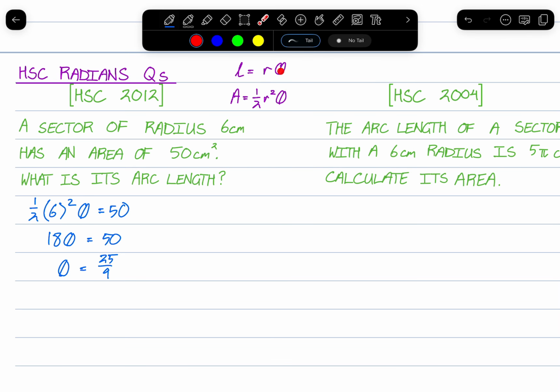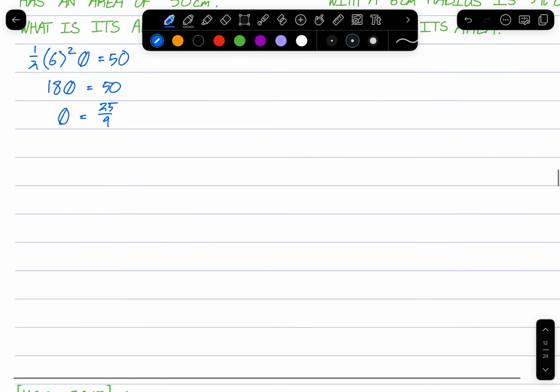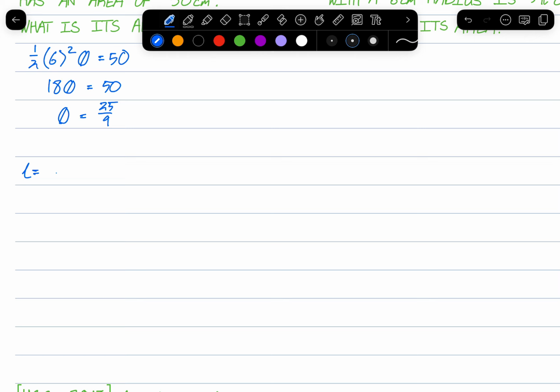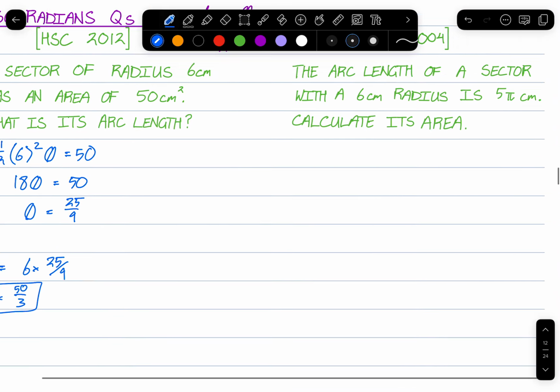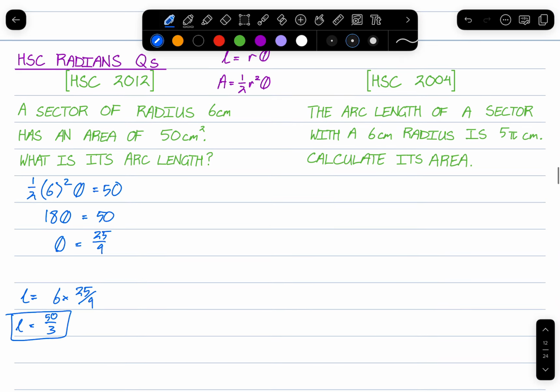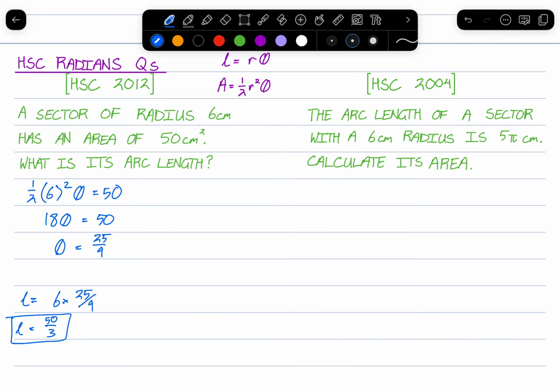So we just simply go back to here, r theta. So L equals r times theta, so 6 times 25 on 9. 6 times 25 on 9 is simply 50 on 3. And there we have it. Okay, so move on to the next one.